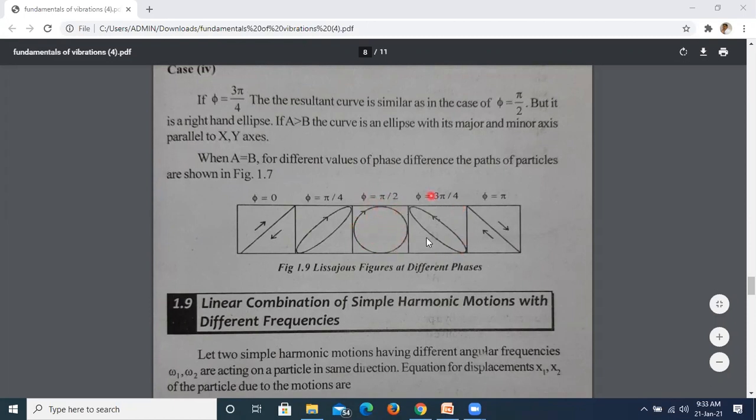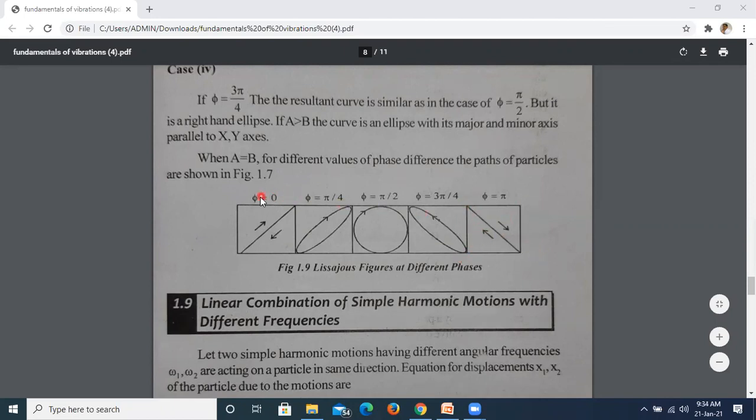For the phase difference between two simple harmonic motions 3 pi by 4, then also you will get the same oblique ellipse, but it is in the second and fourth quadrant. It is in anti-clockwise direction. Okay, sir. You observe. For the phase difference phi equal to pi, that is 180 degree, here it is also linearly polarized, but it is the second diagonal of the rectangle. Okay, we have the two diagonals. This is one diagonal, it is another diagonal.